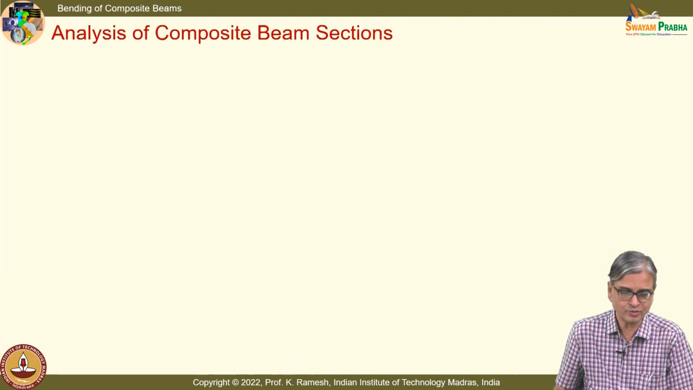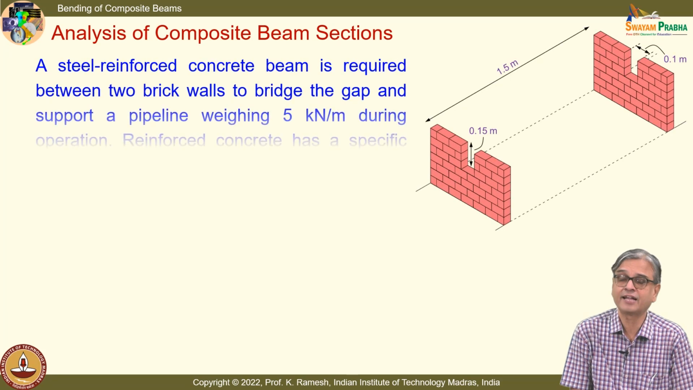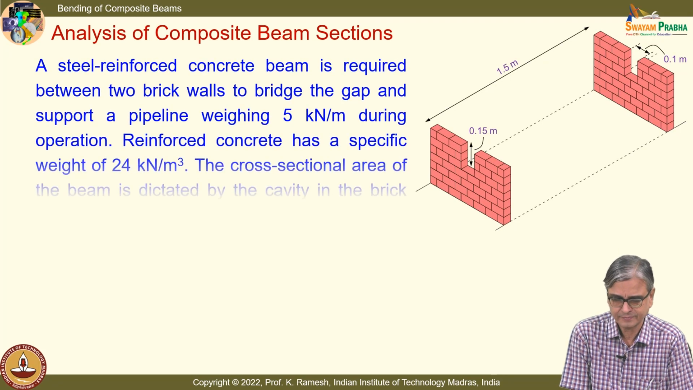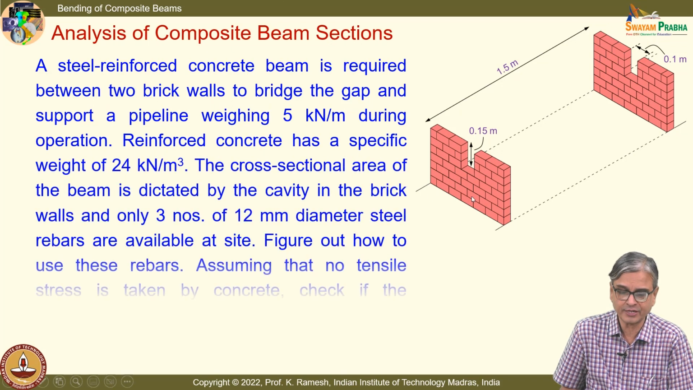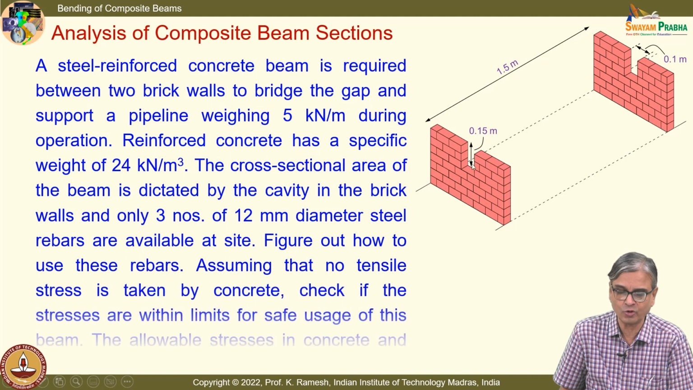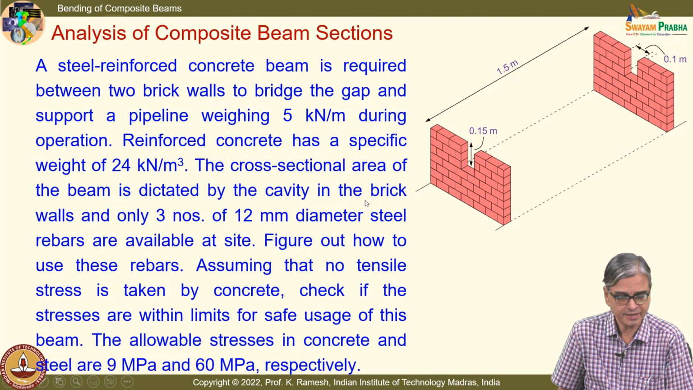Then we move on to a very interesting problem. This is again a composite beam section, and you have a pipeline that needs to be supported between the two walls. We want a beam to be made of concrete, okay. And then it says what is the weight of pipeline, that is 5 kilonewton per meter.